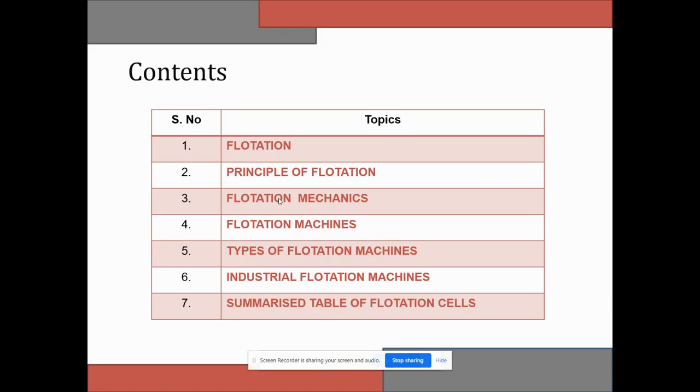Next slide. I will take you through the contents. First, flotation. Second, principles of flotation. Third, flotation mechanics. Fourth, flotation machines. Fifth, types of flotation machines. Sixth, industrial flotation machines. Seventh, summarized table of flotation cells. Next slide.